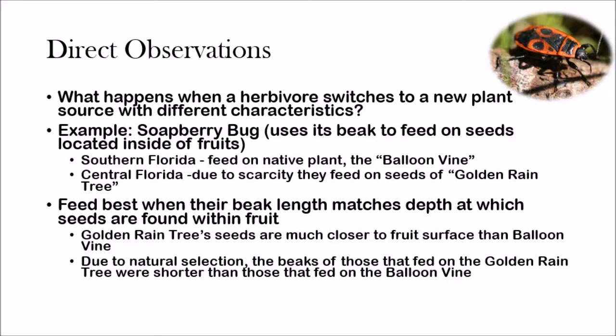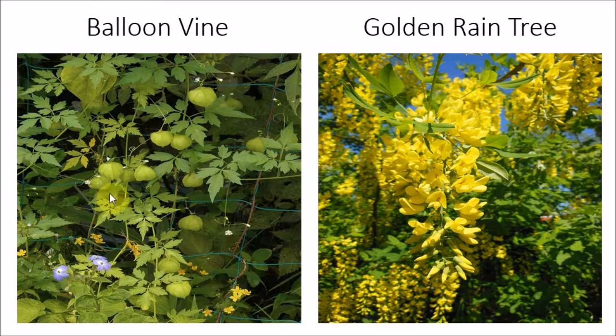So the soapberry bug is a bug that's found in the southern part of the United States. And what happened is that some of the soapberry bugs actually migrated from southern Florida to central Florida. In southern Florida, they feed on the native plant called the balloon vine. I have a picture here. This is a picture of the balloon vine.